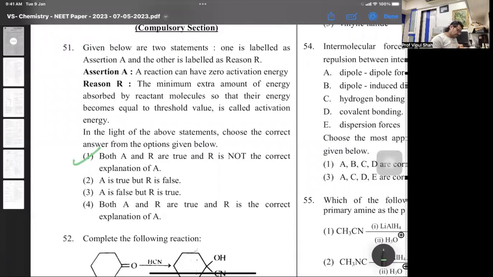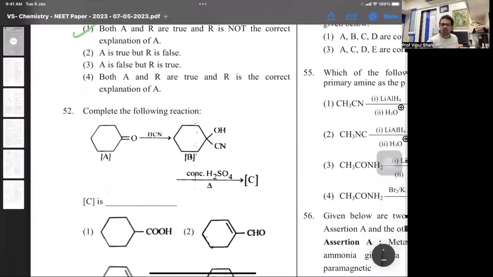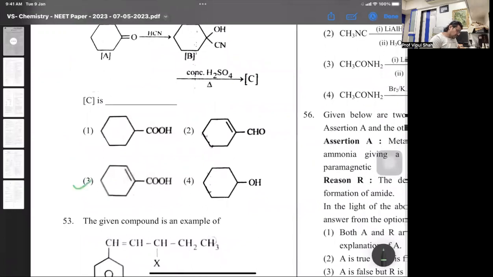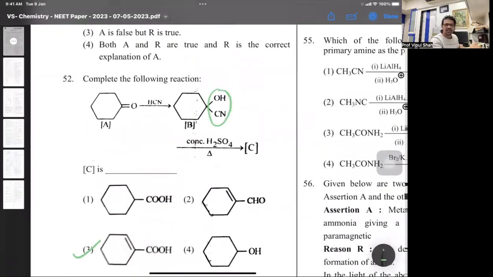Okay. Look at the second one. You have a ketone reacting with HCN to form a cyanohydrin, which with conc H2SO4. So here they're asking what is C. If you observe carefully, the answer is going to be the third one. What does that mean? This cyanohydrin with conc H2SO4 will undergo acid hydrolysis as well as dehydration to give a double bond.